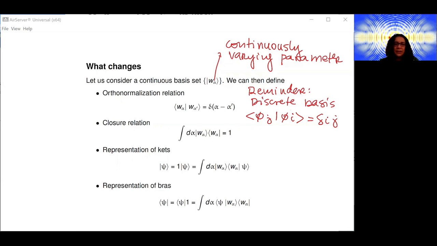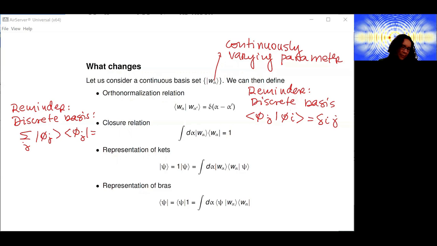Now, we can also define a closure relation. We can also say that the integral over alpha of this operator here, where you have ket omega alpha bra omega alpha, is equal to the identity operator. Again, for discrete basis sets, you would have something like a sum giving you a similar relation.